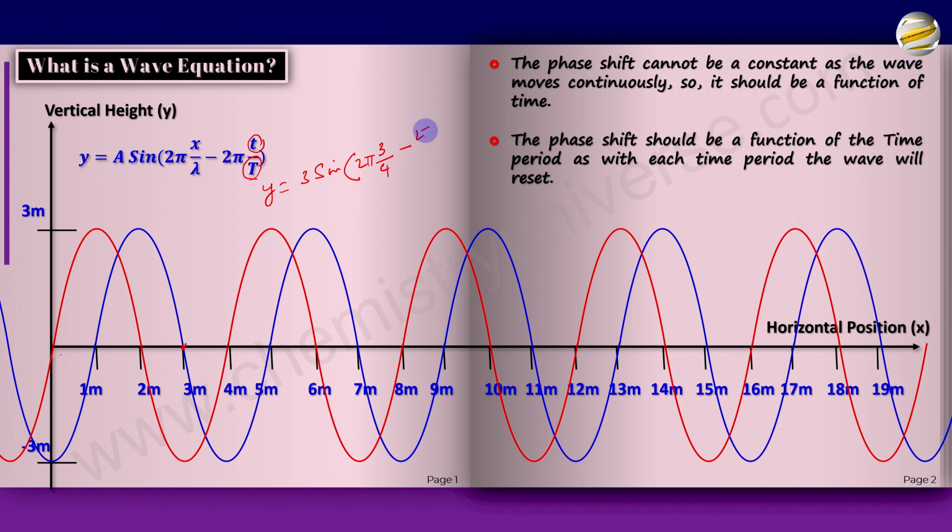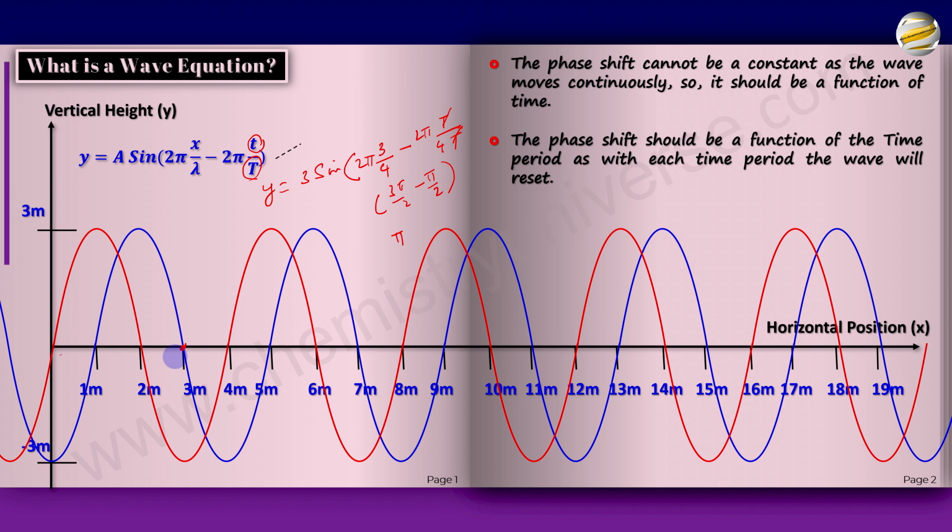So it will be 2 pi T by 4 by T. T gets cut. This becomes pi by 2. This becomes 3 pi by 2. This is pi by 2. And if you subtract this, you get pi. And what is the value of sine pi? It is 0. So the sine value is 0, and therefore y equals 0, and that is exactly what you get.